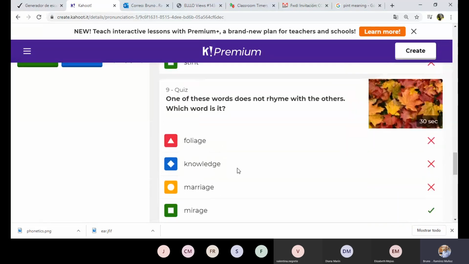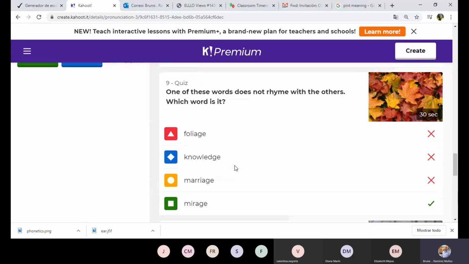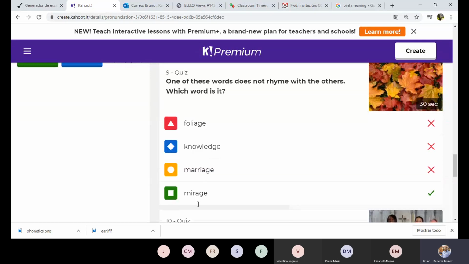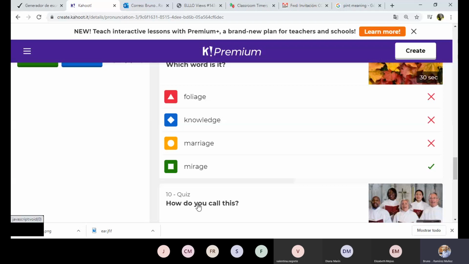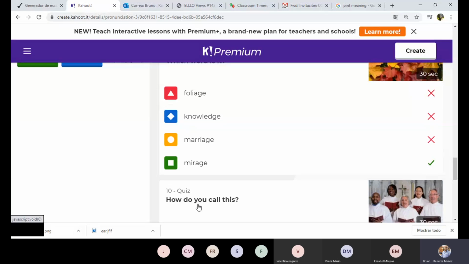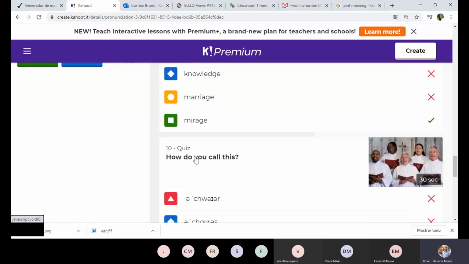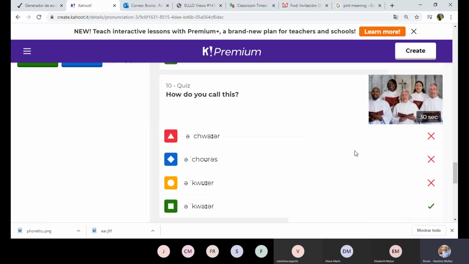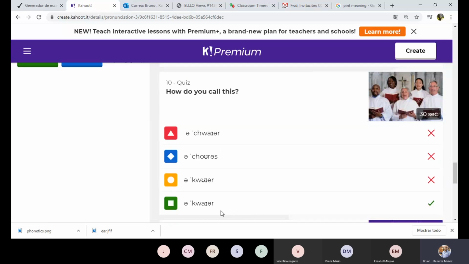This is number 9. Foliage, knowledge, marriage, and mirage. Mirage, which is a French origin word. Mirage. Okay, it's what we call in Spanish espejismo. Espejismo is what we say in Spanish for mirage. Number 10, this is a choir. Choir, a choir, which would be the green option. In Spanish, we would call it un coro, right? A choir.